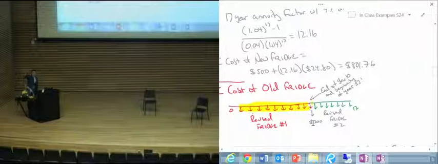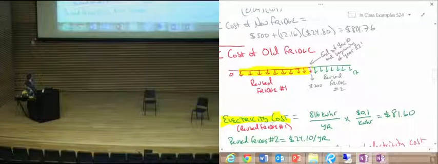Now use your future to present value formula to bring that back to year 0, and then apply the annuity formula, just as was said for the payments in yellow. That's over 10 years. Okay? So that's what you're going to see here. You're going to see that the electricity cost over your first 10 years, now per year, it's $81.60.